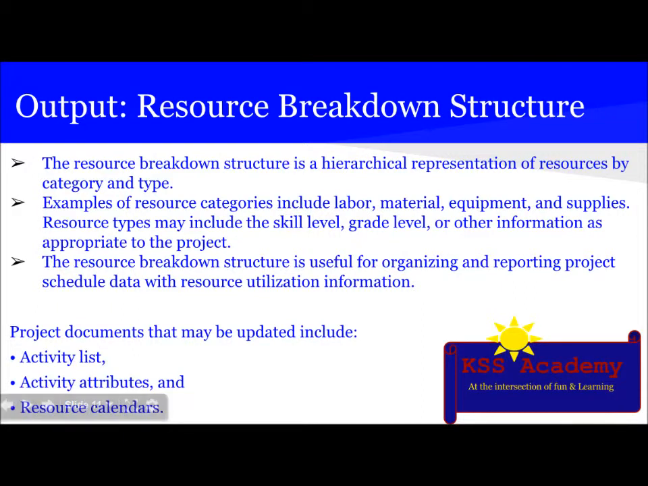Then the second output is resource breakdown structure. The resource breakdown structure is hierarchical representation of resources by category and type. Examples of resource categories include labor, material, equipment, and supplies. Resource types may include the skill level, grade level, or other information as appropriate to the project. The resource breakdown structure is useful for organizing and reporting project schedule data with resource utilization information. The project document updates may include activity list update, activity attributes update, and resource calendar update.